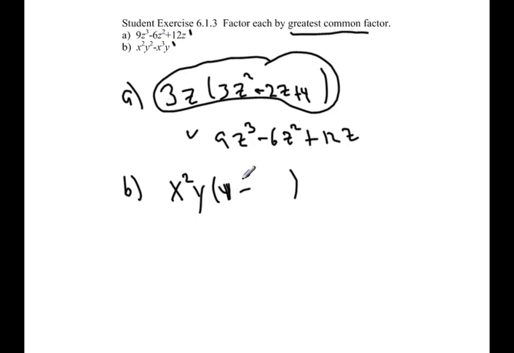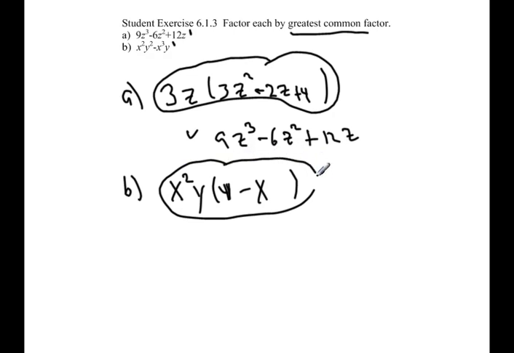Next, we'll copy down that minus. X squared times what will give you x cubed? Well, x. And since we already have the y here, when we multiply, it's going to carry over and give us the y we had before. This is our answer. Again, we're done at this point.